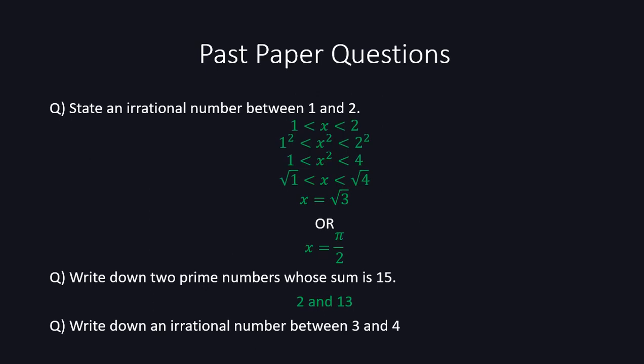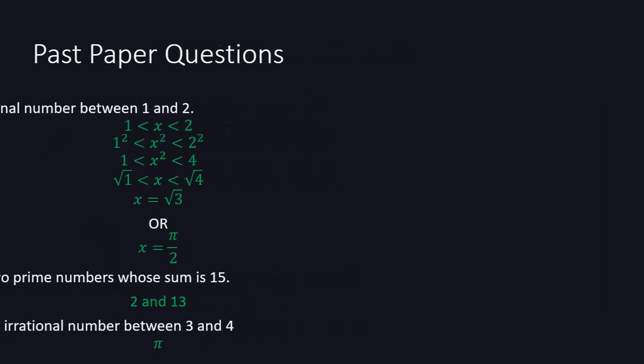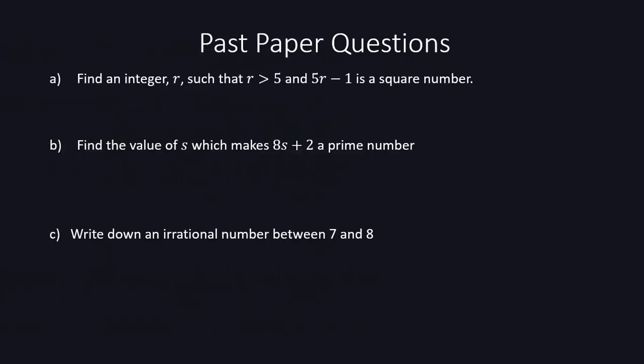Write down an irrational number between 3 and 4. Now, you could use the inequality approach that I discussed above, but a far easier way to answer this question would be to just say that the answer is equal to pi, because the value of pi is 3.14 to two decimal places, so it lies between 3 and 4. Moving on, let's have a look at this question.